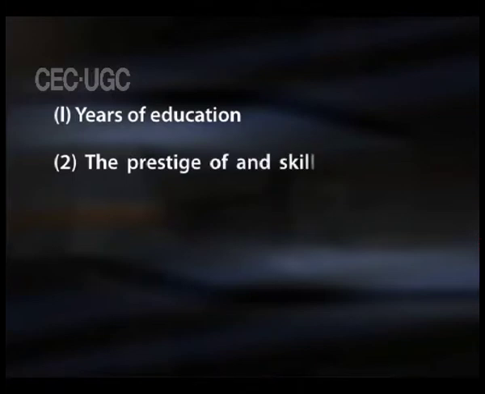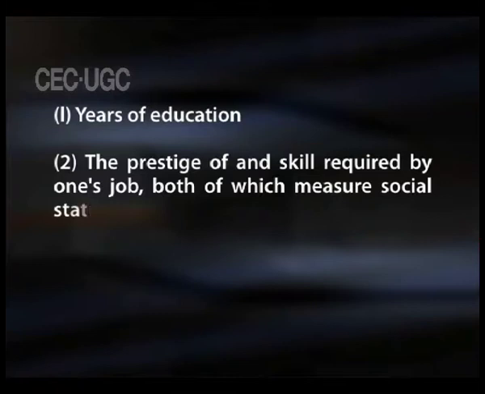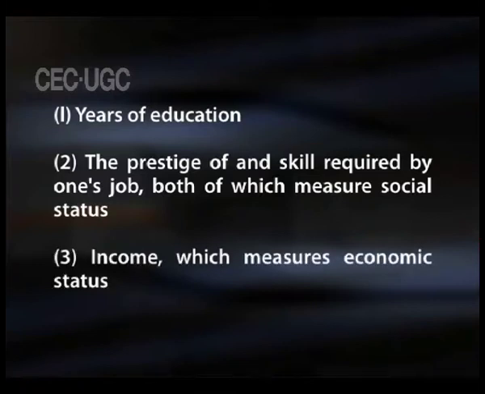Socioeconomic status, or SES, combines three interrelated but not completely overlapping variables: 1. Years of education, 2. The prestige of and skill required by one's job, both of which measure social status, and 3. Income, which measures economic status.